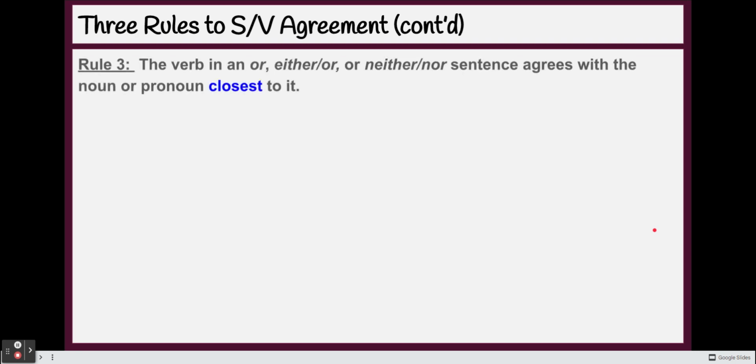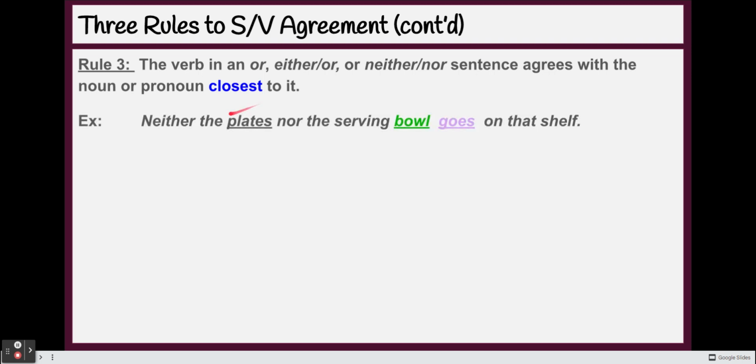So rule number 3 says the verb in an or, either or, or neither nor sentence agrees with the noun or pronoun closest to it. What does that mean? Well, take a look. Neither the plates nor the serving bowl goes on that shelf. So in this case, what we need to do is first identify our subject or subjects. In this case, we have the plates, the serving bowl.